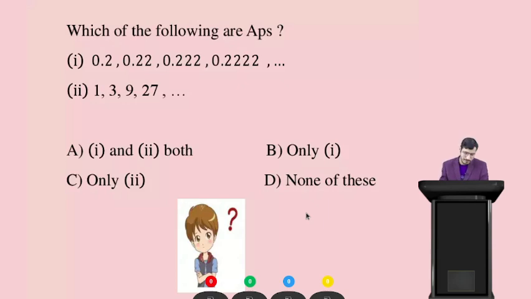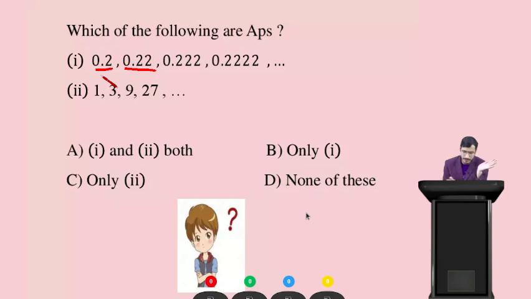Okay students, time's up. So the right answer is yes. Let's check one by one here. Okay, so 0.2 and 0.22. Now can you tell me the condition of an AP? Yes, the common difference between two consecutive terms is the same.